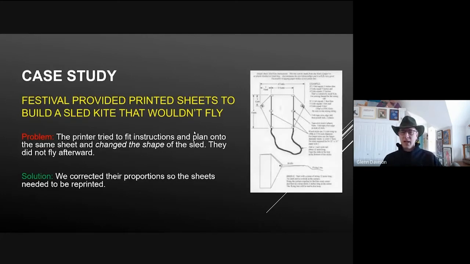Here's a case study, and the plan on the right kind of gives you an idea what I'm talking about. The festival provided these printed sheets, so they were handing out sheets to the public to build a sled, and the tails were actually strips off of the paper. Well, none of them, and I mean absolutely zero, were flying. And the problem was that the printer had tried to compress the plan and put the instructions on the side of the plan. And that meant that they had changed the shape of the sled, and that meant that none of the sleds flew after that.